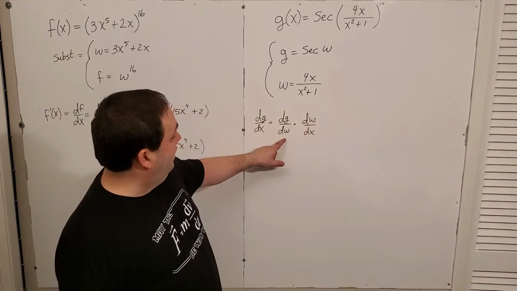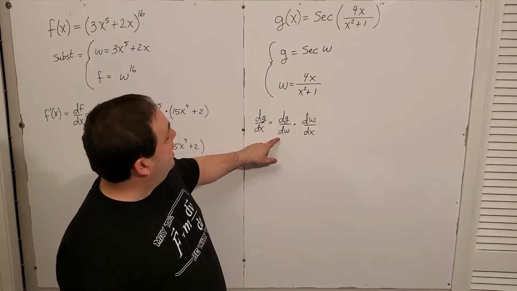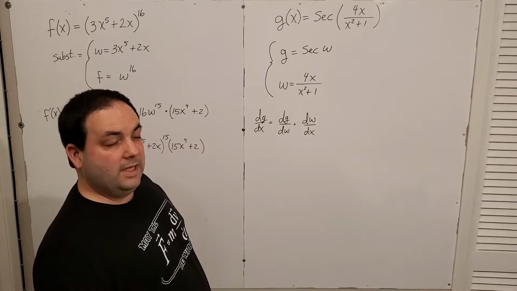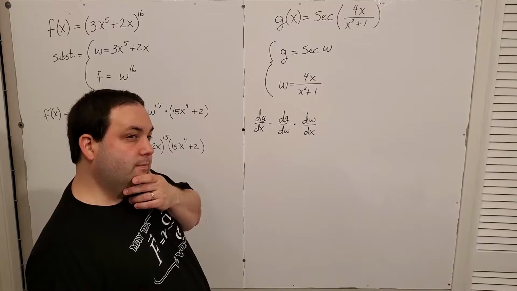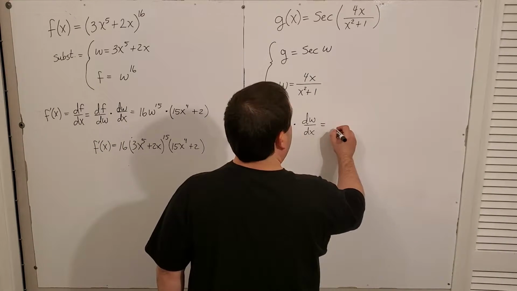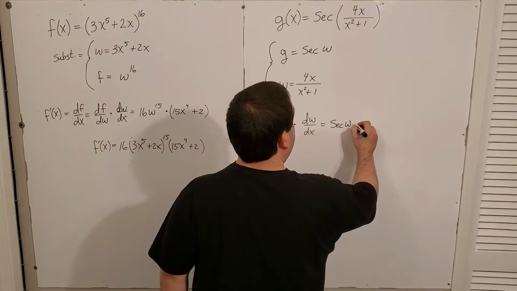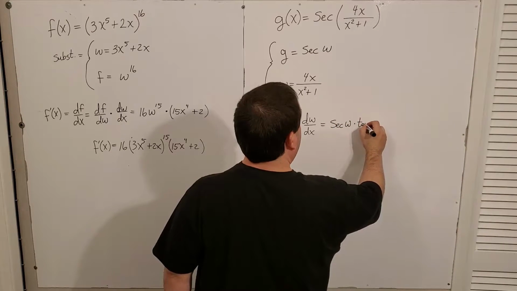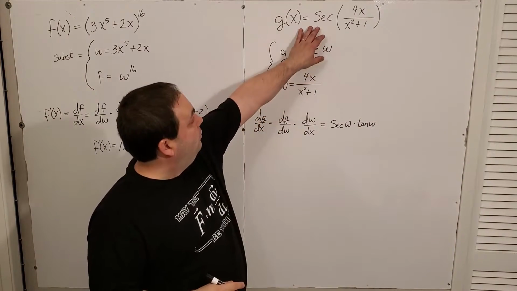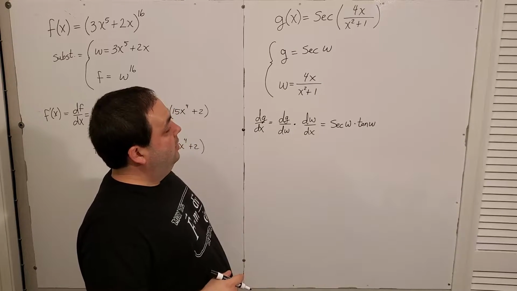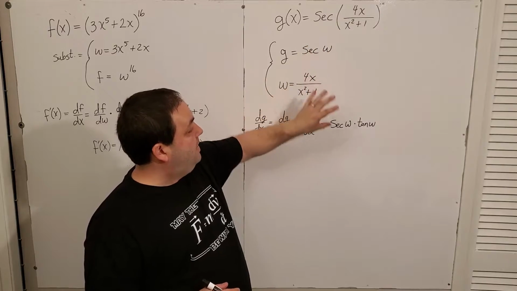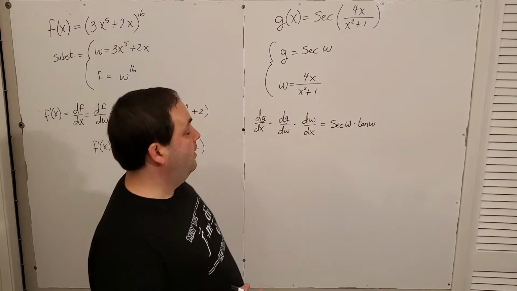It has the middleman there. So dg dw, that is the derivative of secant of w. What was that derivative of secant again from last lecture? Oh yeah, secant times tangent. Okay, so I have secant of w times tangent of w. That's just the outside derivative, right? That's the outer derivative of just the secant. Notice the w is the same in both, right? Which is representing the inside piece unchanging, right?